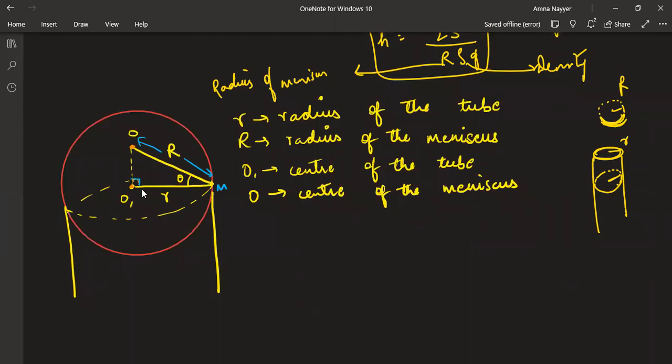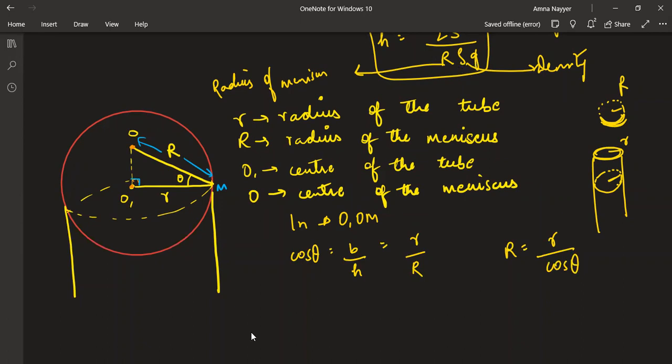So here, if you look in this triangle, what did I do? Small r was the radius of tube. This is the tube. This is the radius. This entire is the radius of meniscus, capital R I have taken. So if I join it, it forms a triangle here. Now in this triangle O1OM, if I write cos theta, that will become base by hypotenuse. So if you take base, that is small r, hypotenuse is capital R. So capital R's value I have obtained as r by cos theta.